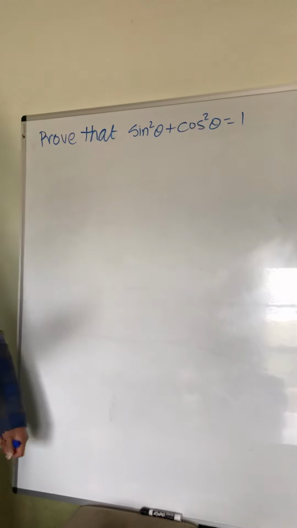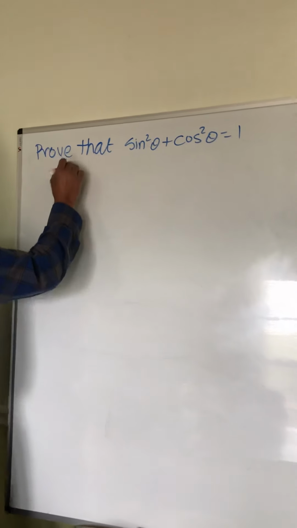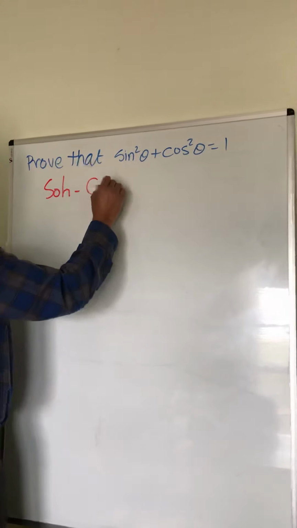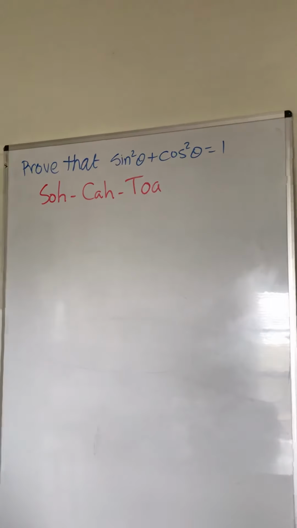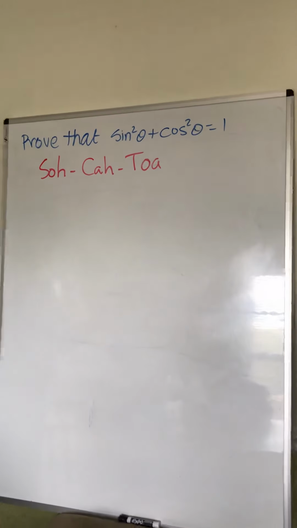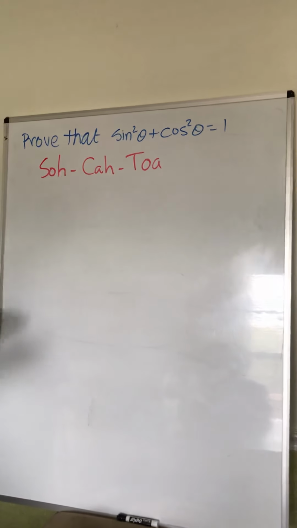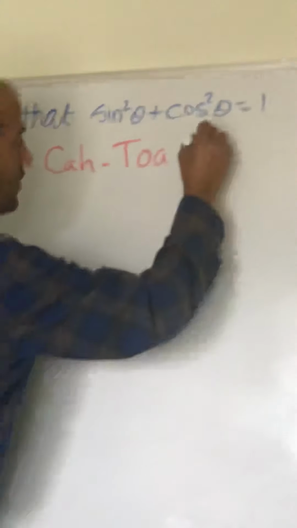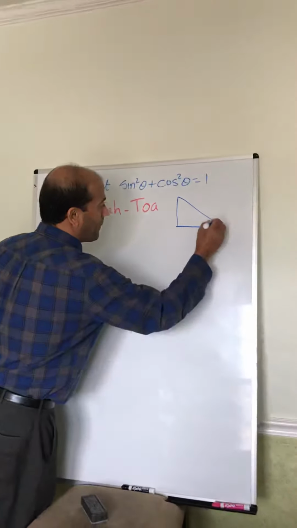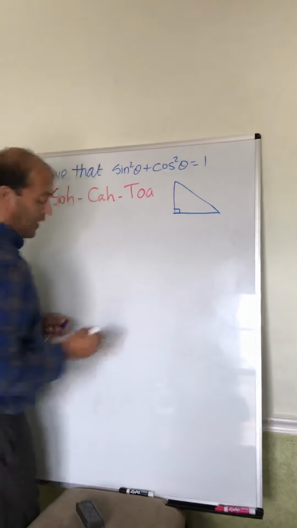I want you guys to understand one: SOHCAHTOA. That's an acronym to memorize for trigonometry. And the other thing I need is a right triangle. So let me draw a right triangle here. I'm going to say this is a right triangle with a 90-degree angle.